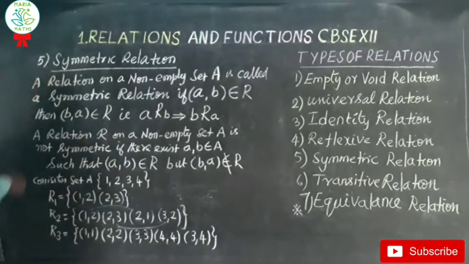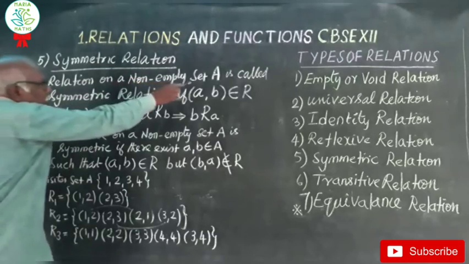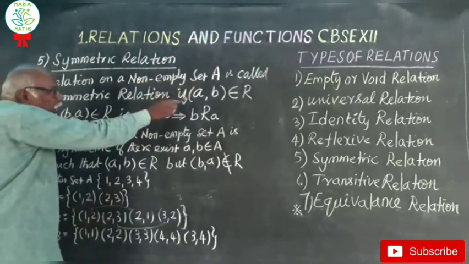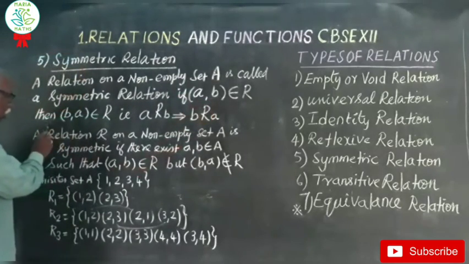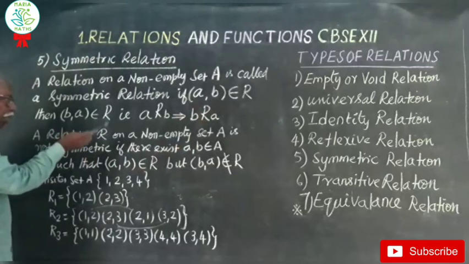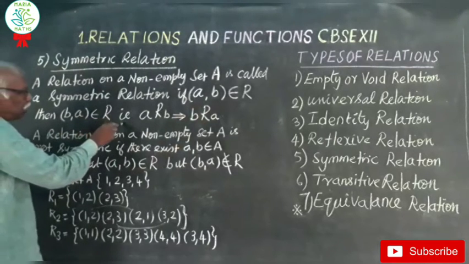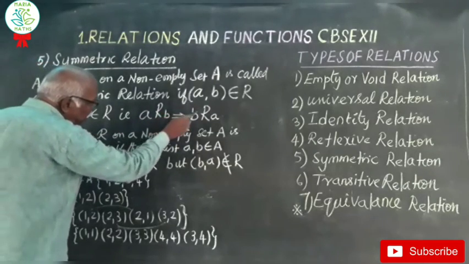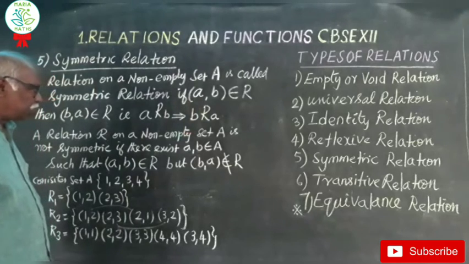Fifth relation, symmetric relation. A relation R on a non-empty set A is called a symmetric relation if the ordered pair (a, b) belongs to R, then the ordered pair (b, a) also belongs to R. That is, if a is related to b implies b is related to a, this relation is known as a symmetric relation.